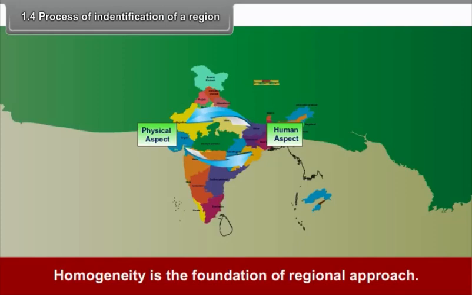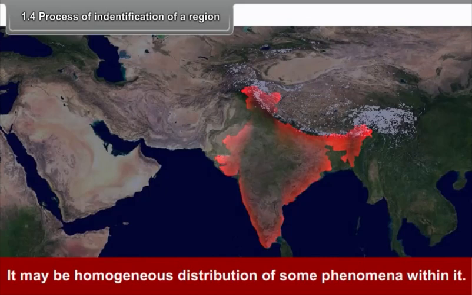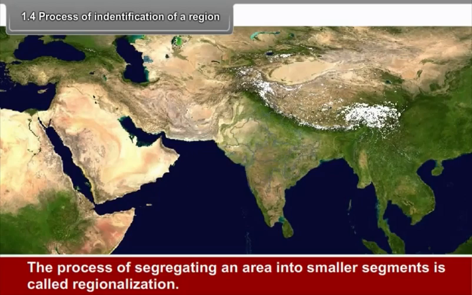Homogeneity is the foundation of regional approach. It is an organized study of various phenomena spatially related to each other. It may be a homogeneous distribution of some phenomena within it. The process of segregating an area into smaller segments is called regionalization.